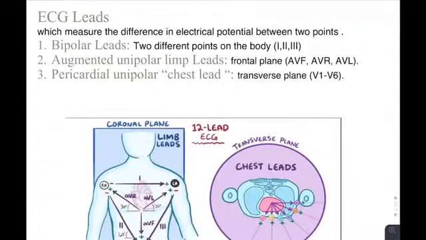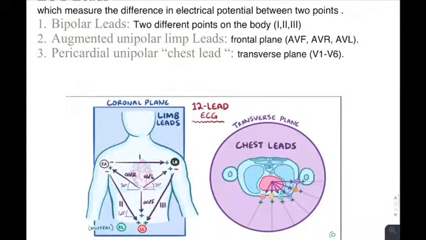Finally, we will talk about ECG leads. ECG leads are divided into the coronal plane and the transverse plane. The coronal plane is the limb leads, and the transverse plane is the chest leads. The coronal plane has 4 electrodes and 6 leads. The electrodes are one on the right arm, one on the left arm, one on the left leg, and one on the right leg, which is the neutral electrode.